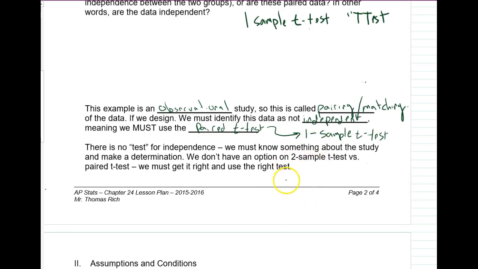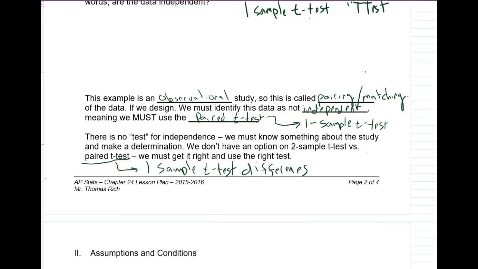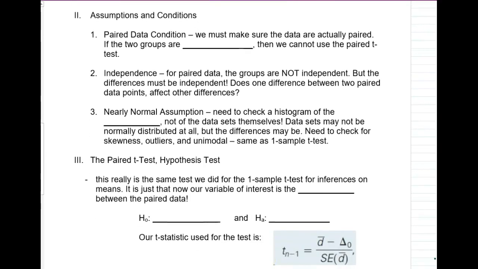If the data is not paired, then we're going to use a two-sample t-test. If the data is paired, like in this example with the car counts, we're going to use a paired t-test, which, reiterating again, for us is a one-sample t-test on the differences between each pair. As we have done in all of our tests, we have to use some assumptions and conditions.